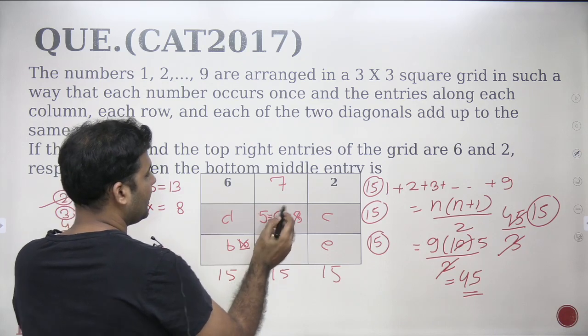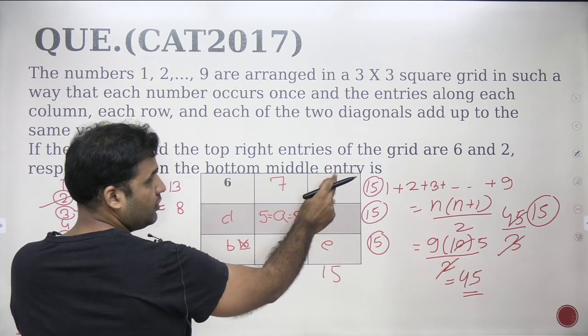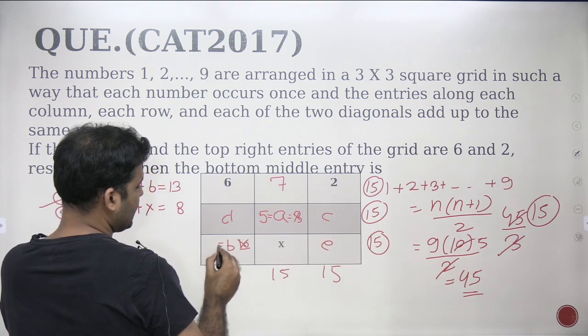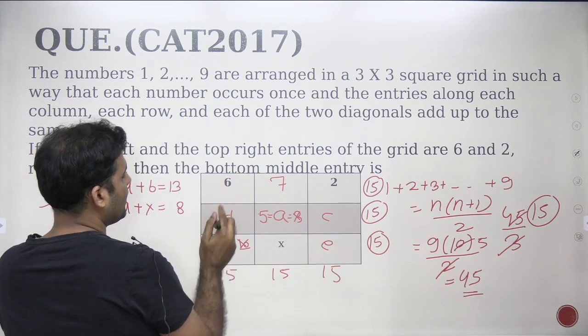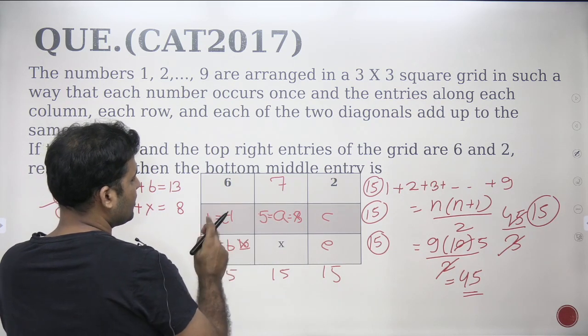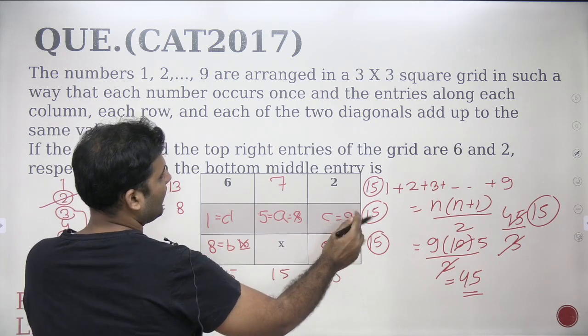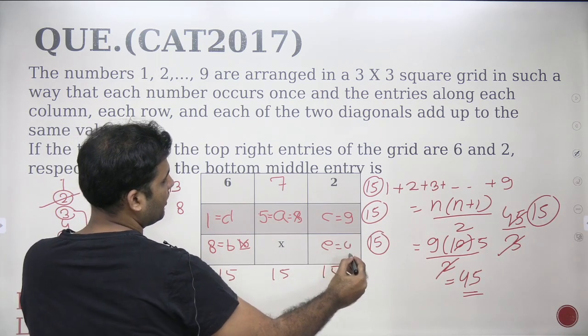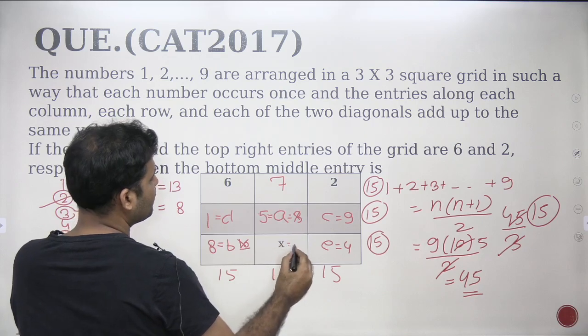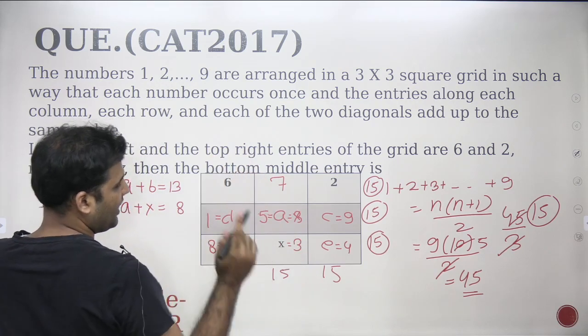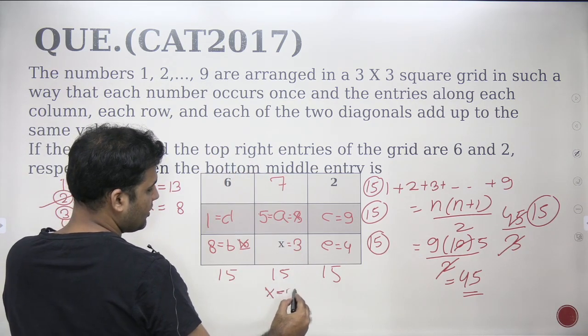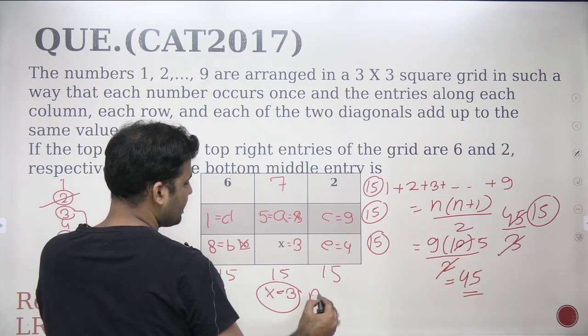If 3 and 10 are not coming here, that means the only possibility for A is 5. Now if this is 5, then 5 plus 2, 7, plus 8, then this has to be 8. 8 plus 6, 14, this has to be 1. 5 plus 1, 6, this has to be 9. 9 plus 2, 11, this has to be 4. 5 plus 7, 12, this has to be 3. So we are supposed to find out the value of X. So the answer to the question is 3.